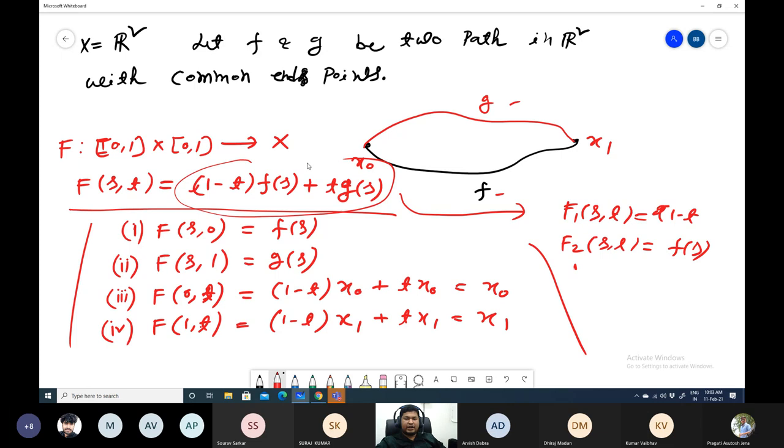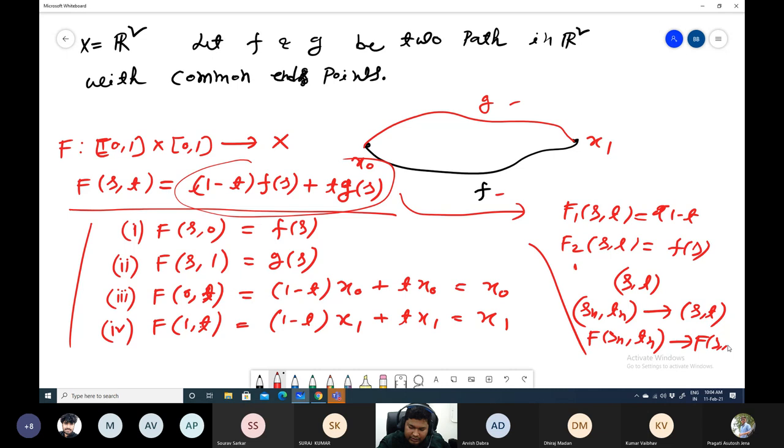Another way you can prove it directly is by using the continuity of F and the continuity of G. How? You can just take any (s, t). Take a sequence (sn, tn) that converges to (s, t). Now you can show that F(sn, tn) converges to F(s, t). It is easy to prove that.